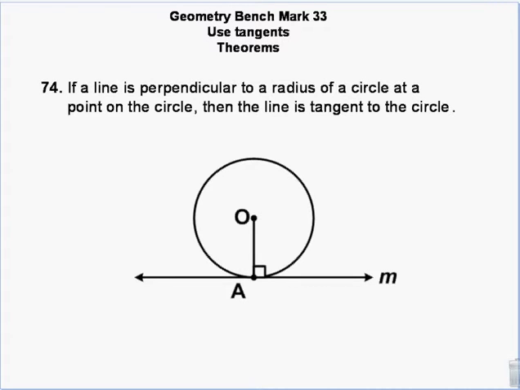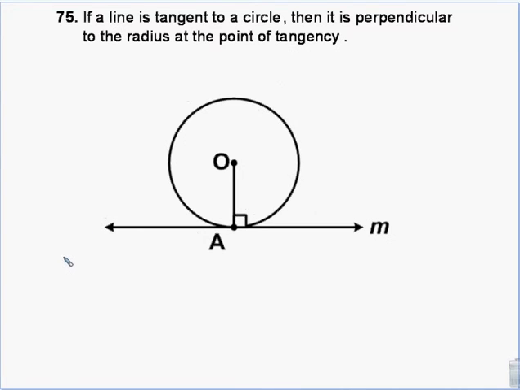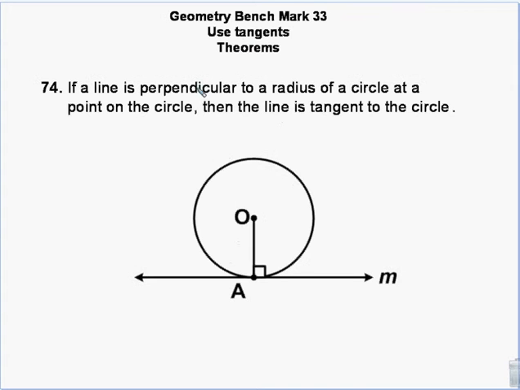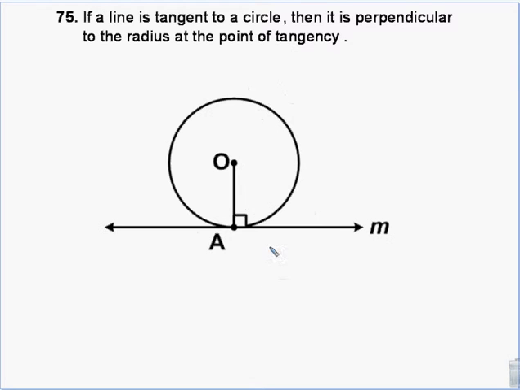Okay. Then we have: if a line is tangent to the circle, then it is perpendicular to the radius at the point of tangency. So if a line is perpendicular to the radius, it's tangent. And if a line is tangent, then it's perpendicular. It's the two sides of the same coin, basically. So the radius is perpendicular to the tangent line at the point of tangency, that's what you need to know.